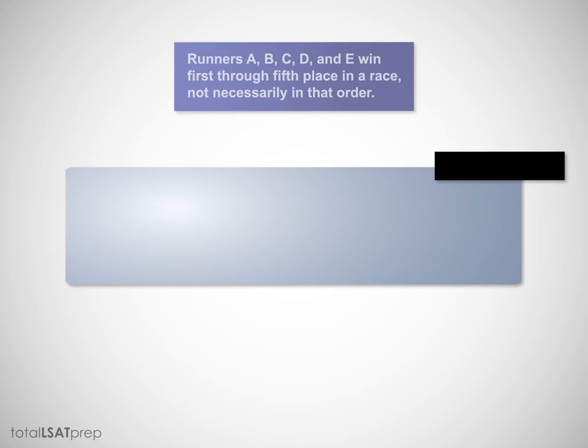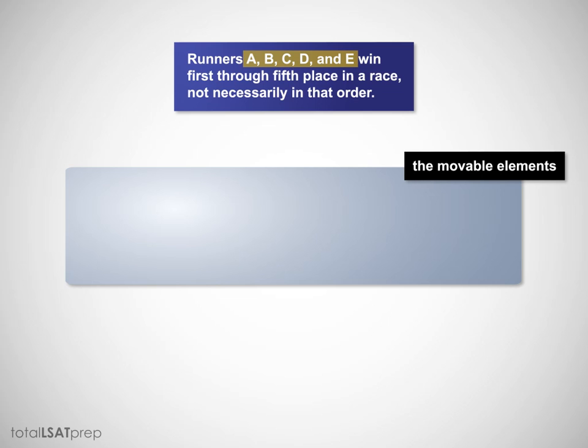Okay, let's take a look at our game, and it says that runners A, B, C, D, and E win first to fifth place in a race, not necessarily in that order. So, runners A, B, C, D, and E, these are the movable elements. That's what we're dealing with in this movie. And in virtually every game, they're listed first. They're almost always given individual names.